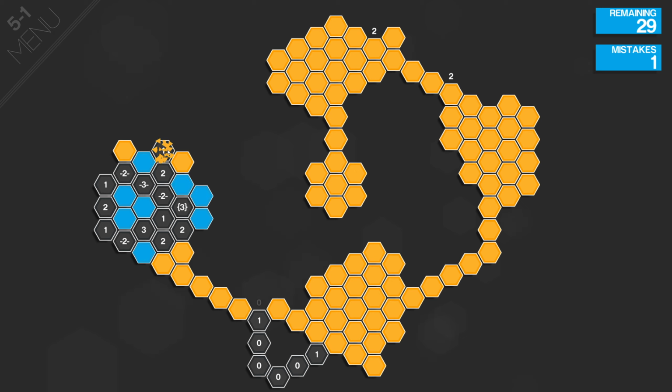This 2 has 2 touching it, so we can eliminate those and that. This 2 only has 2 neighbors, so that's blue. We can eliminate this, which eliminates that, and that, and that, and 1. Clears us over to a 0, and more zeros.